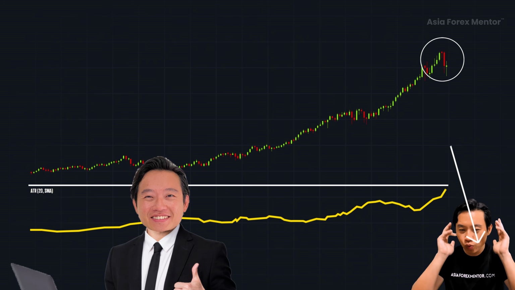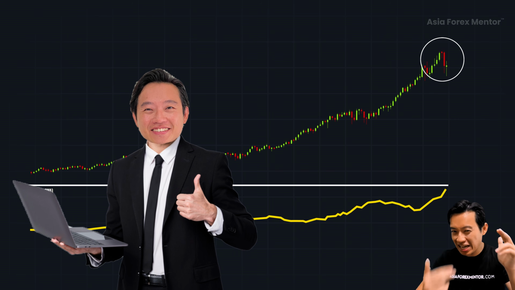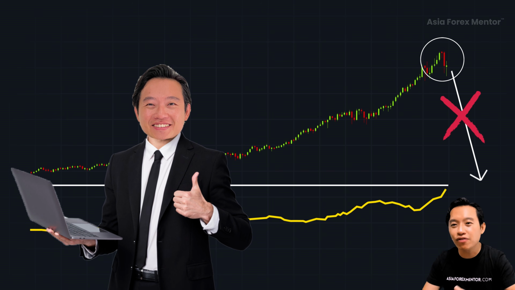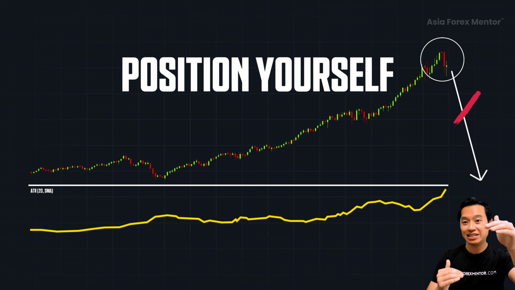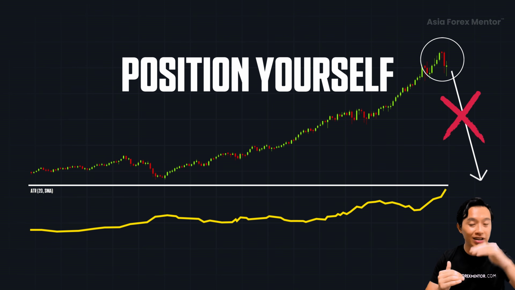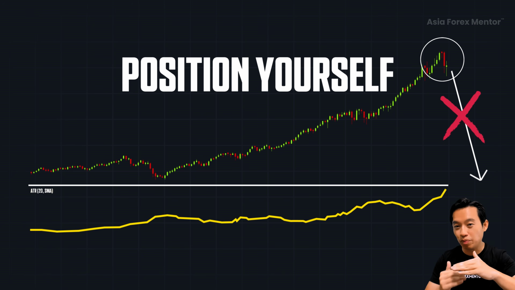So that's where we as smart traders don't chase the downtrend. I better get in before it goes down further. No. This is where you can use the ATR to spot where the market is gassed out and then position yourself. For example, let's say probably it's time to take TP if you were selling earlier. Probably it's time to trail it, prevent it from reversing.